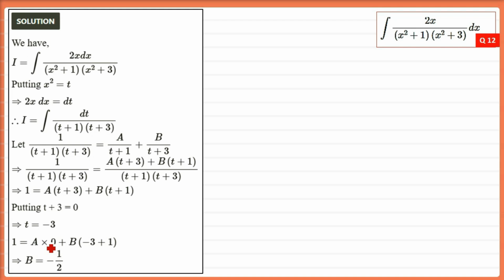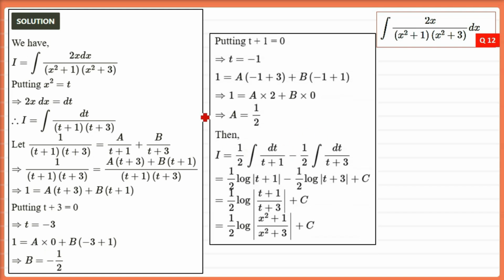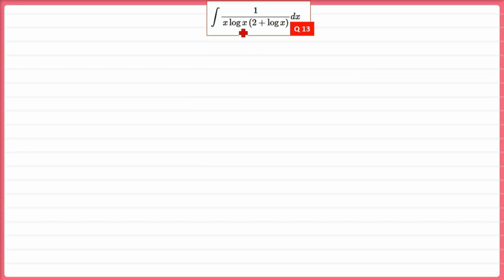The only trick is x square equals t has to be put in to make it easier in order to formulate it in the form of integration of partial fractions. Logic is clear to you. Integration of 1 by x log x and 2 plus log x. Now at first view it seems, what do we do with this log x? But if you take this log x and try to convert this integration in a partial fraction way, it will be quite easier.